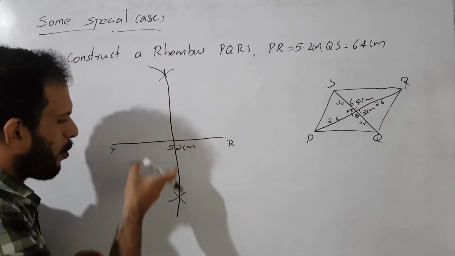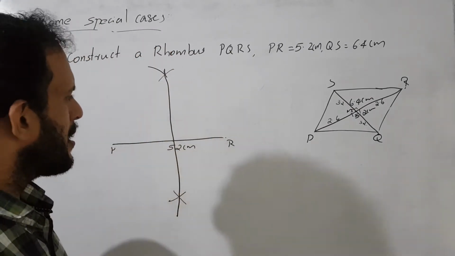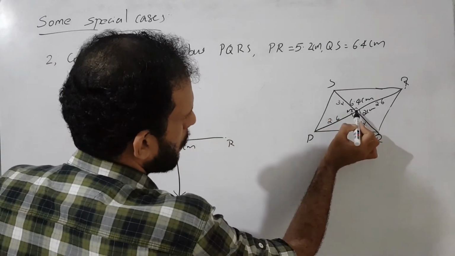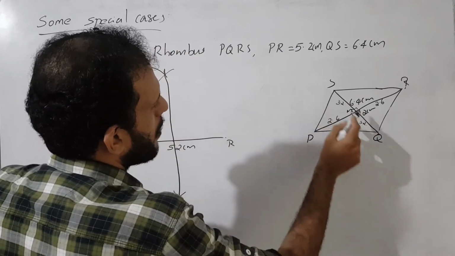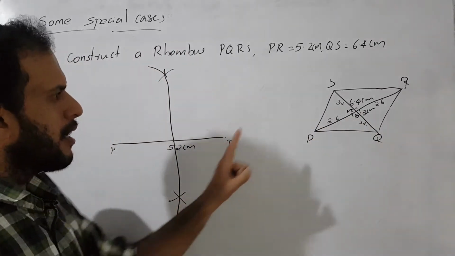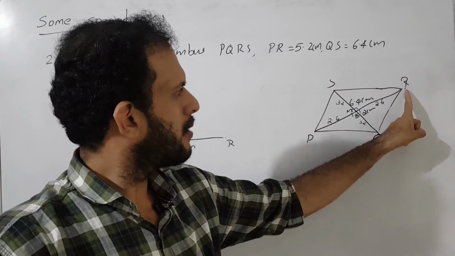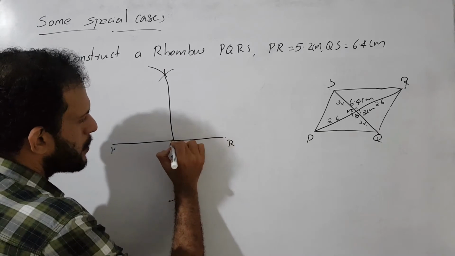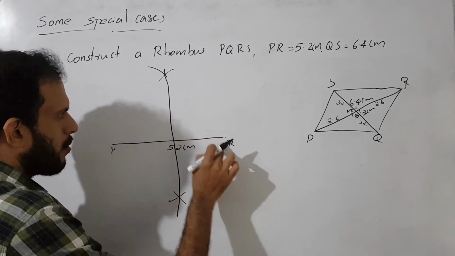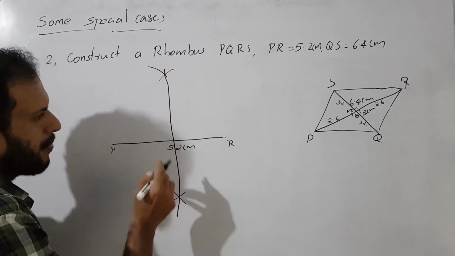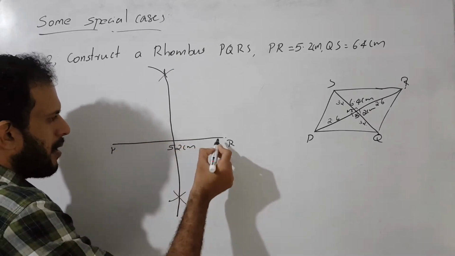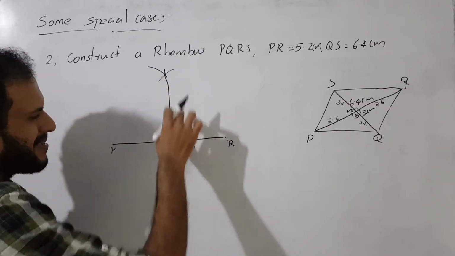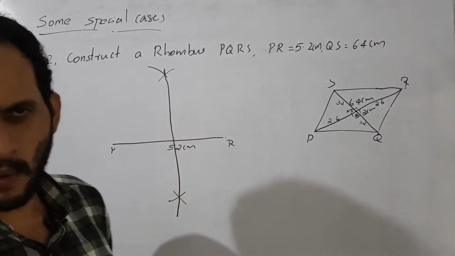Now we just draw the line, we don't have any measurement. Then we know that the midpoint of PR is the midpoint of SQ also. According to this figure, the midpoint of PR is also the midpoint of SQ. So this point is the midpoint of PR because it's a perpendicular bisector. So this point is the midpoint of PR. Then it is very clear, this is the same as the midpoint of the second diagonal SQ also.